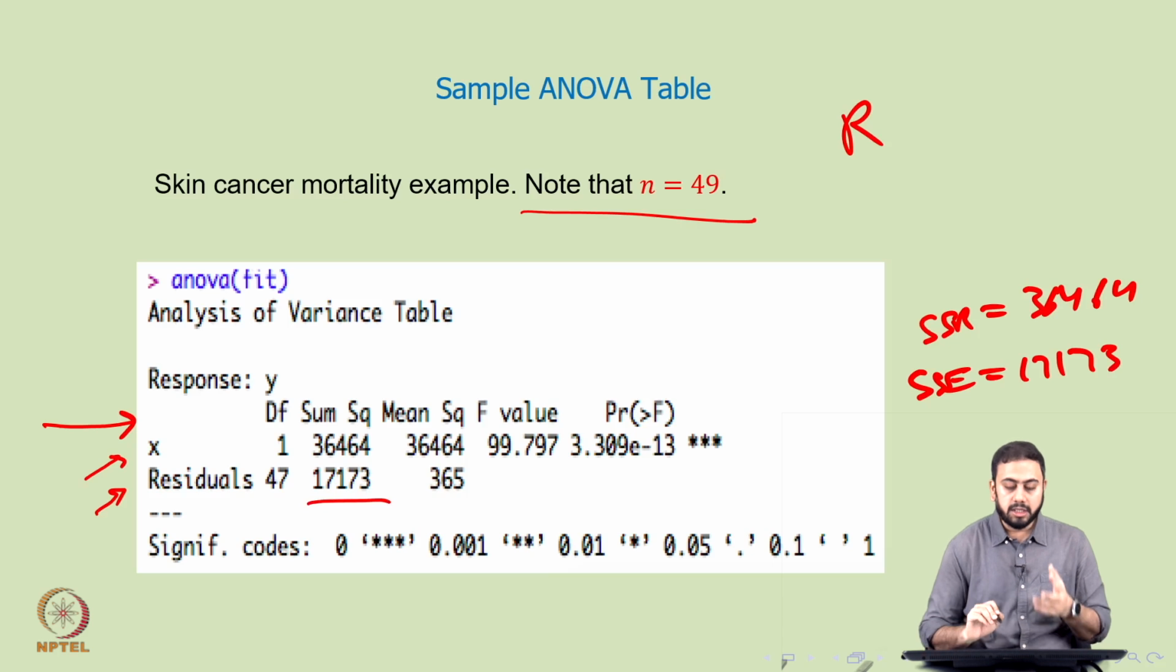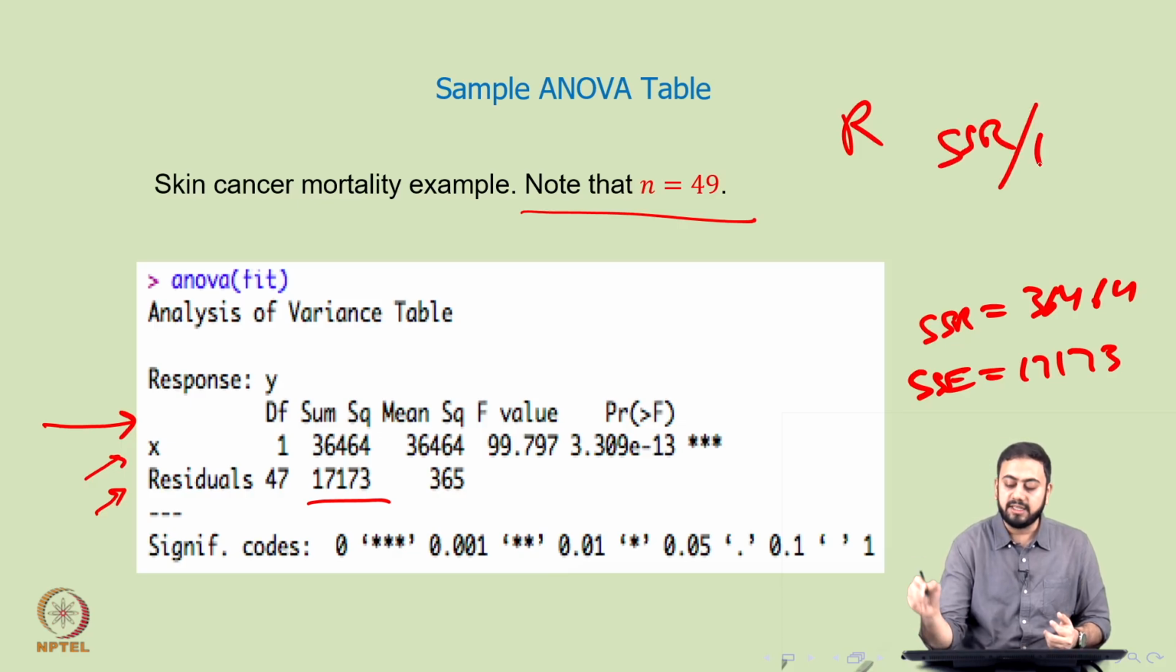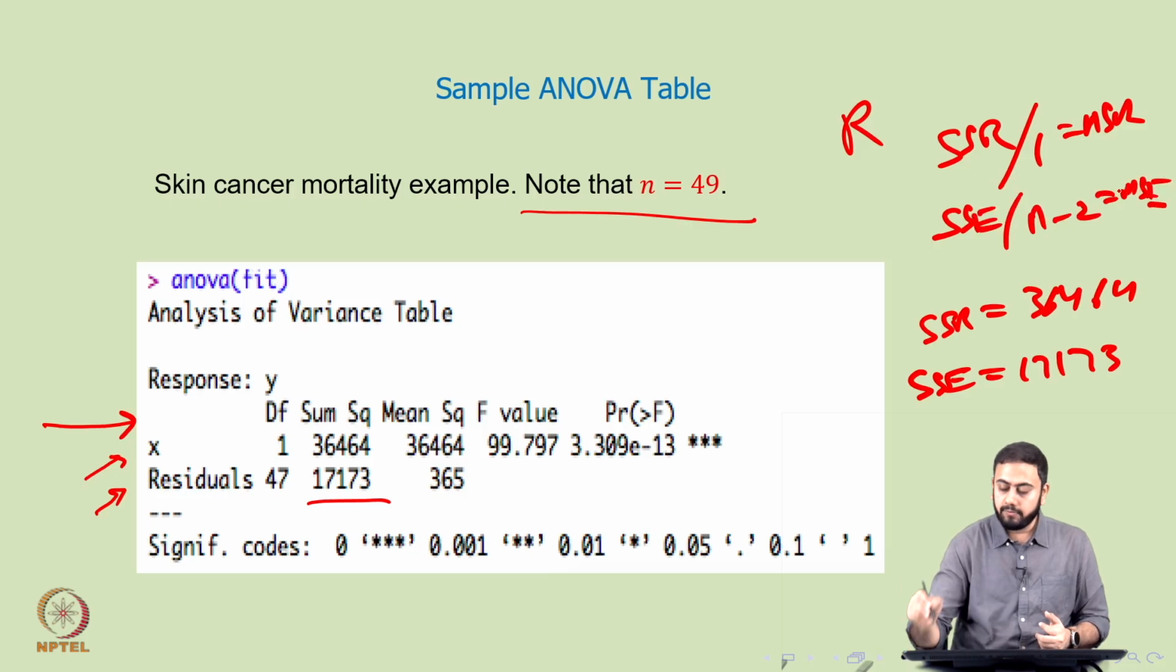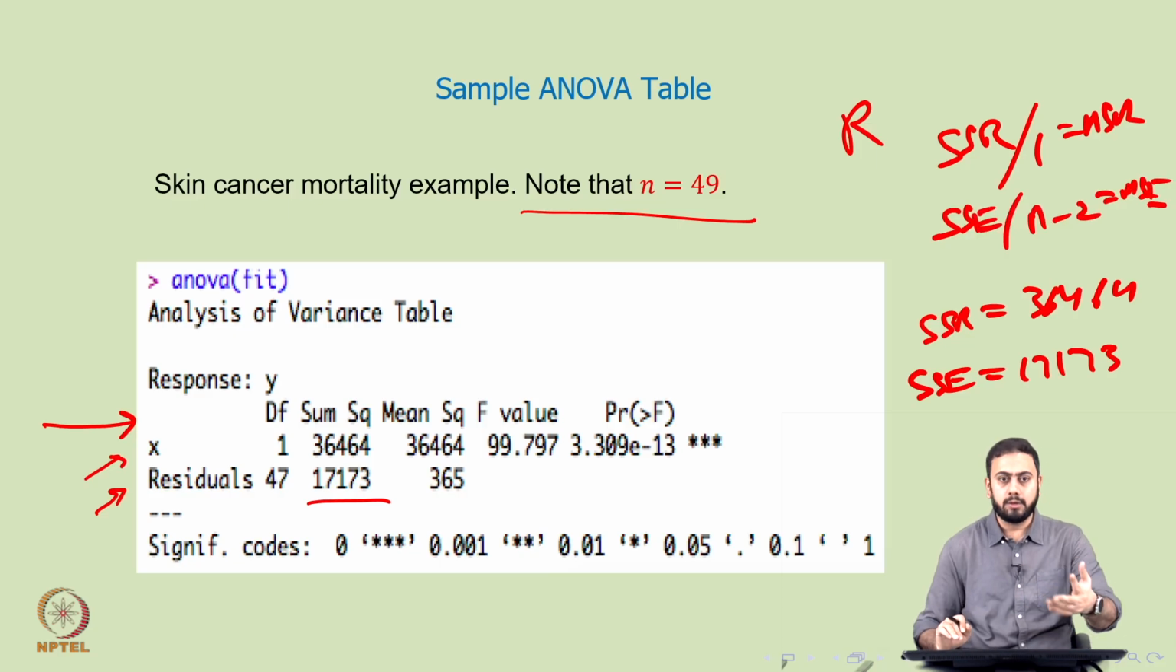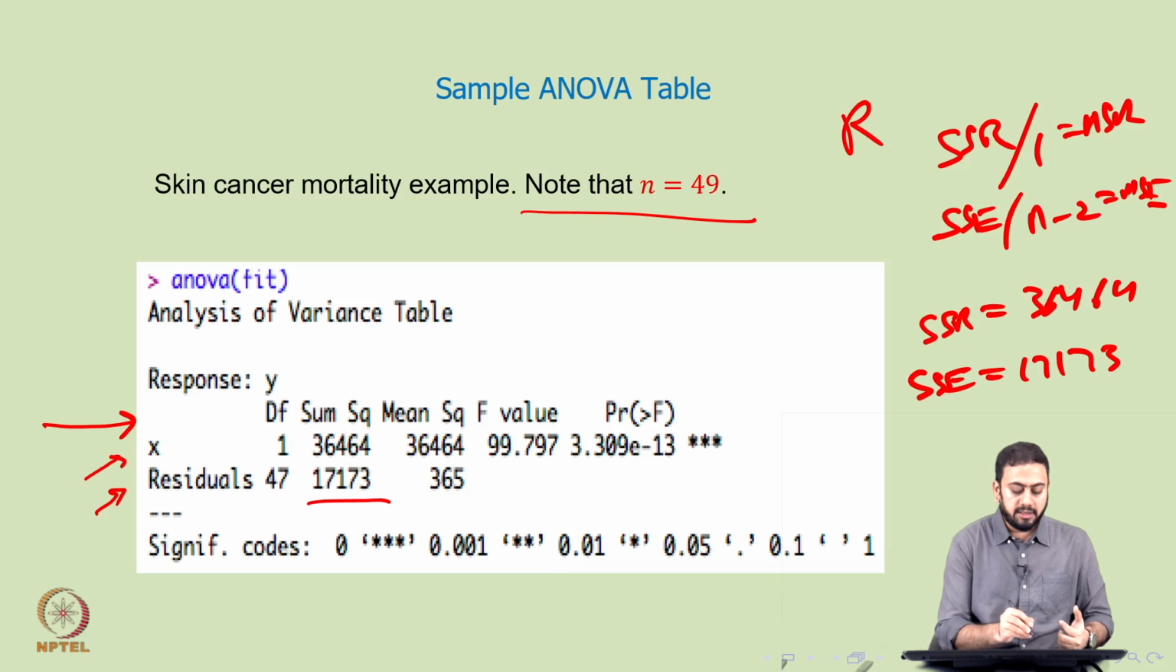Now the third column is also important to us, which is called the mean square component. How do you get mean square? You simply divide the corresponding sum of squares by the degrees of freedom. So SSR divided by 1 would give you MSR, while SSE divided by n minus 2 would give you MSE. We've already discussed MSE a couple of sessions back when we tried to estimate the variance. If you're not very comfortable, you can go back to that video and see it one more time.